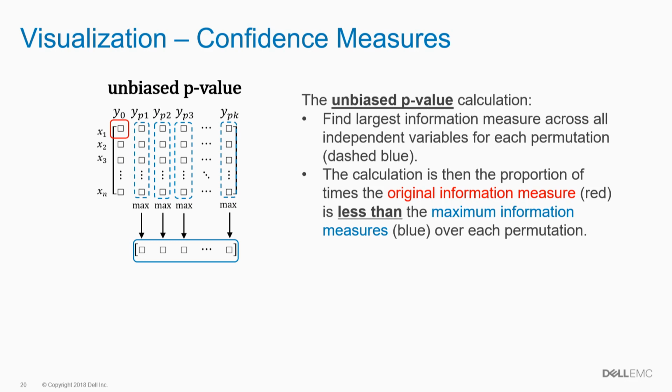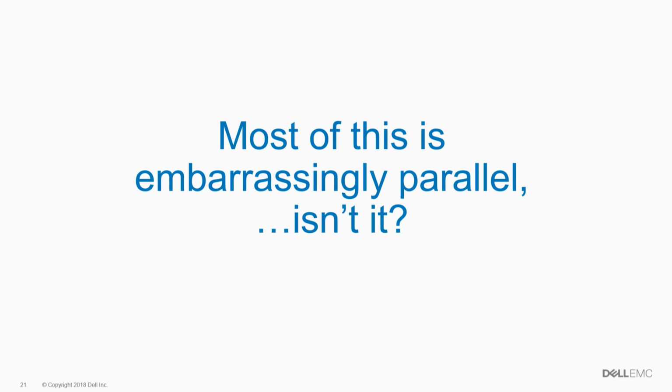And then it's kind of the same idea, right? Now we're going to look at whether the actual information measure is less than that max random information measure array. So that was something a little bit different that I hadn't been used to, but it's basically going to help strengthen our case for whether this variable is worthwhile or not. So most of what I described is embarrassingly parallel, isn't it?